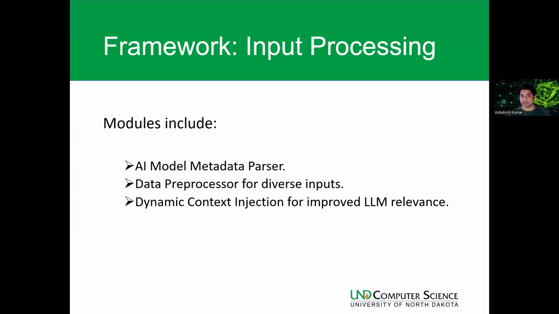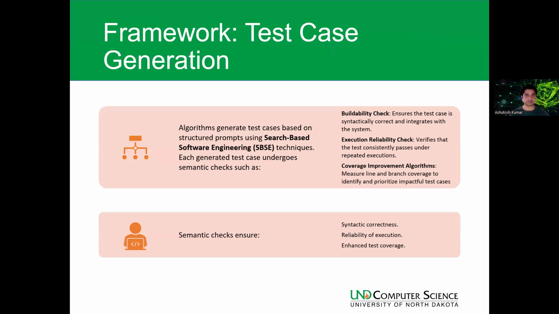The AI model's metadata parser extracts key details about the AI system, such as its architecture, the hyperparameters used in the AI for training, and also the data preprocessor. It standardizes diverse input types, including text, images, and structured data. Dynamic context injection enhances the LLM's performance by providing additional contextual information such as API documentation, etc.